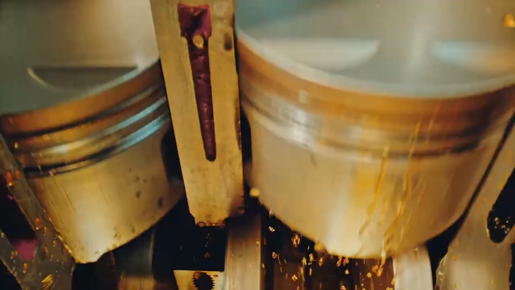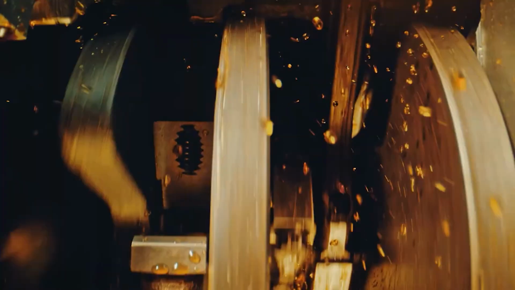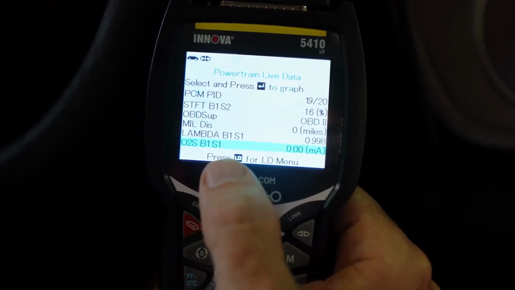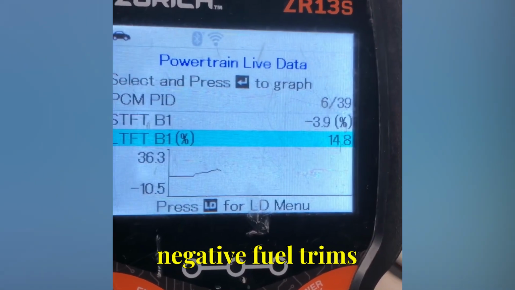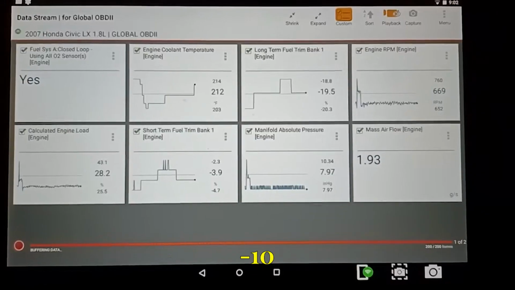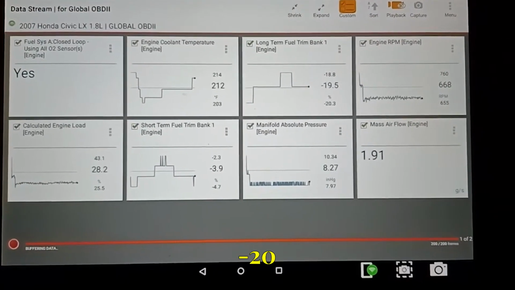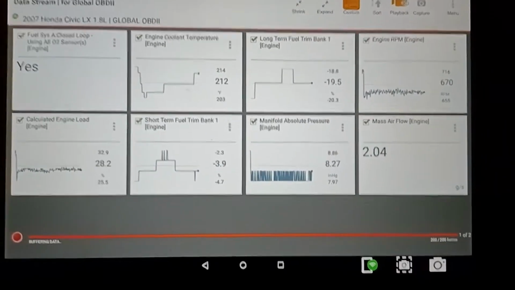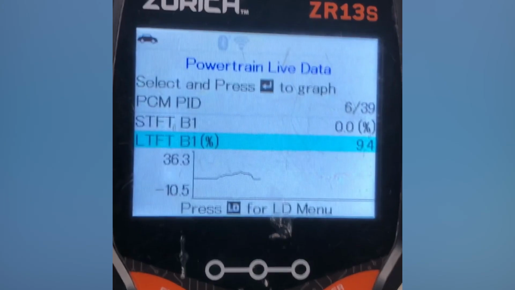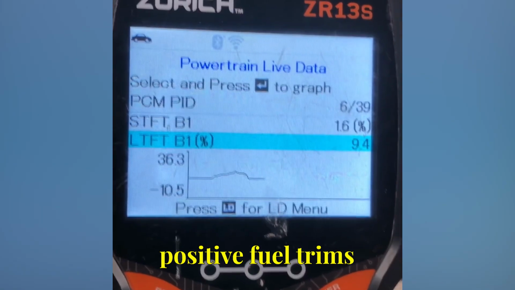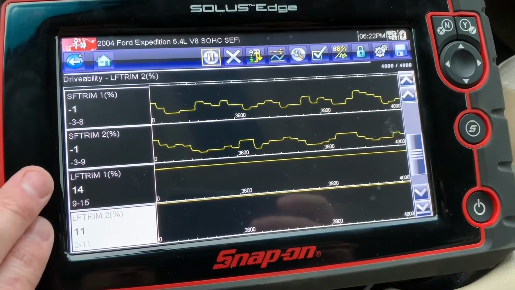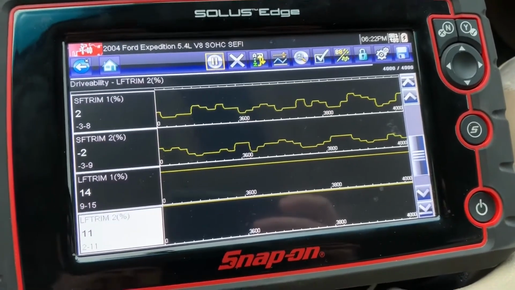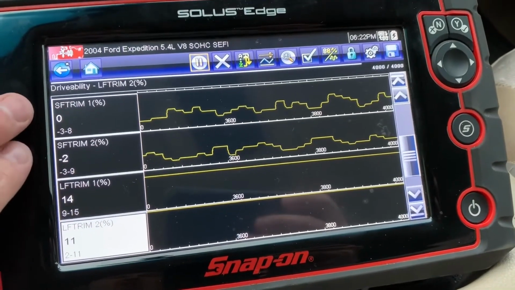Now flip it the other way. If your engine is running rich, meaning too much fuel and not enough air, the oxygen sensor will tend to stay higher. The computer will reduce fuel, and that shows up as negative fuel trims. So if your short-term fuel trim is negative 10, negative 15, negative 20, the computer is taking fuel away to correct a rich condition. So basically, positive fuel trims mean the computer is adding fuel, which usually points toward a lean condition. Negative fuel trims mean the computer is removing fuel, which usually points toward a rich condition.